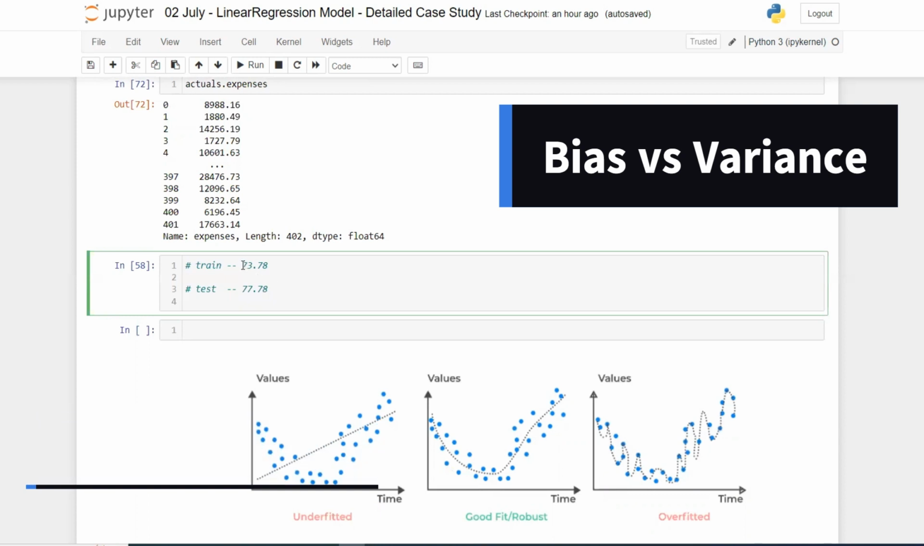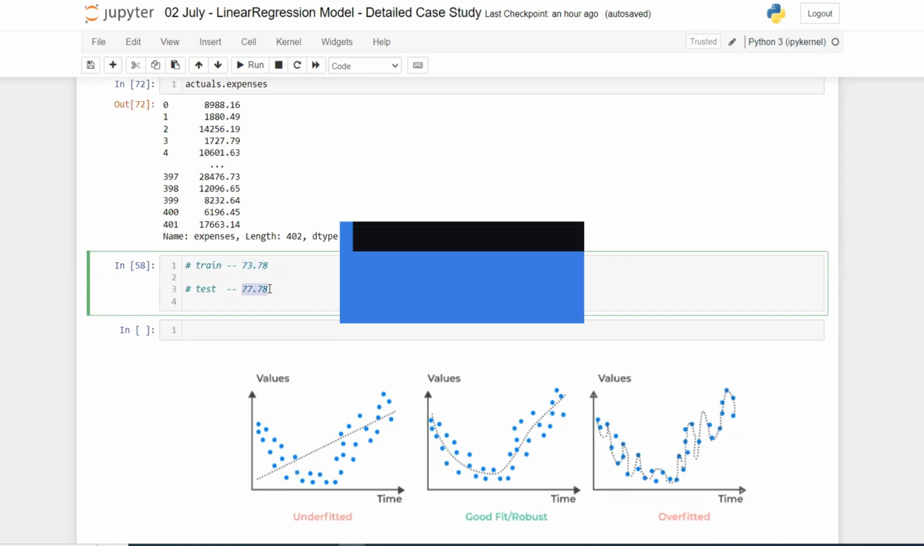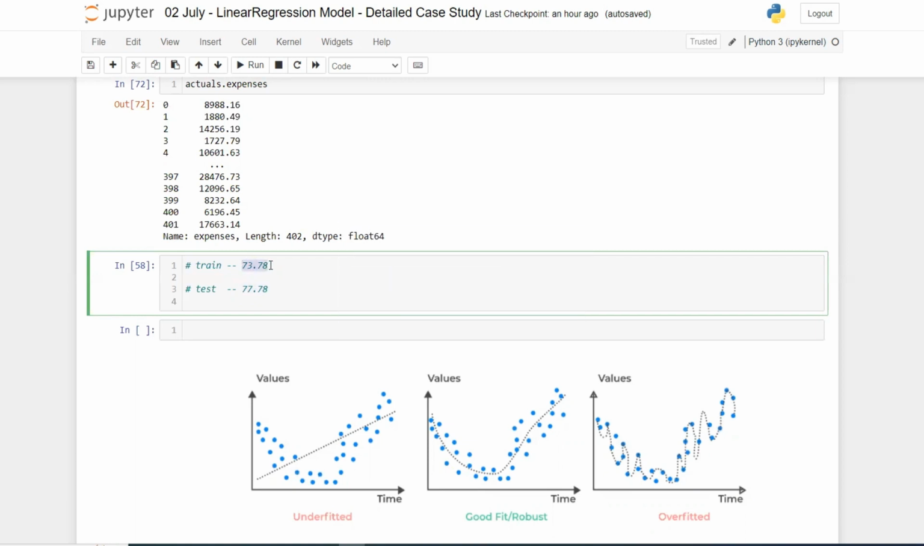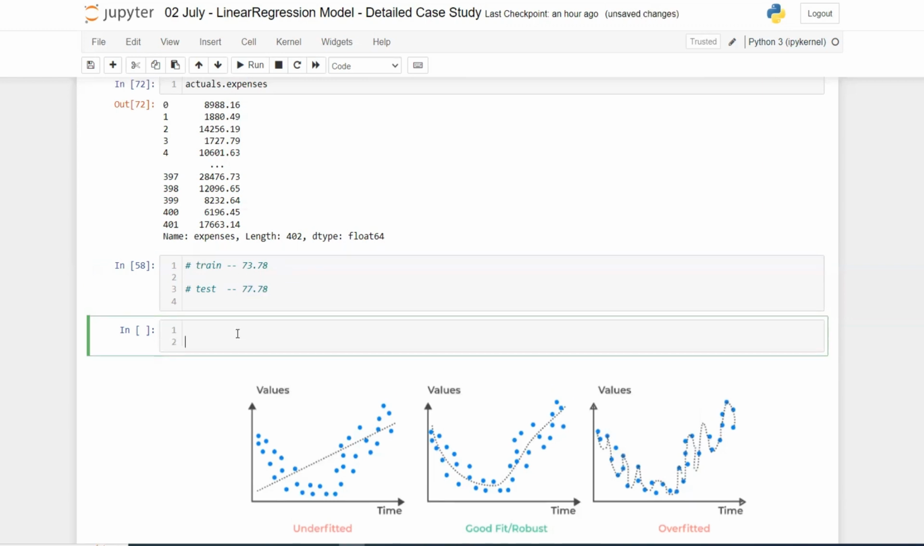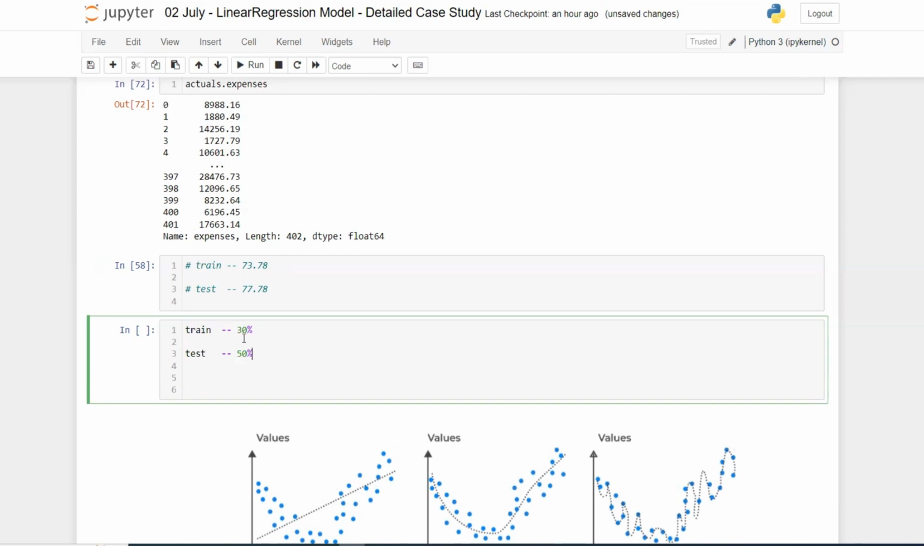So in this case, if we look at the training score and the test score, they are quite good. I can say that 73% is a good score for training, and for testing 77% is also a good score. These models can be improved further to give you 90% accuracies. That's one case, but still we can say this is a good model. Now, what would have been the cases where I would have said, no, this is not a good model?